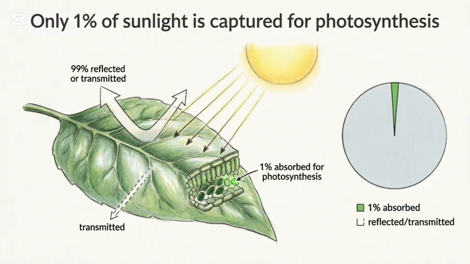And as you can see in your last slide, only 1% of the sunlight is captured by the leaf of the plant. That is, 99% is reflected or transmitted into the atmosphere. And this part also comes in MCQs.